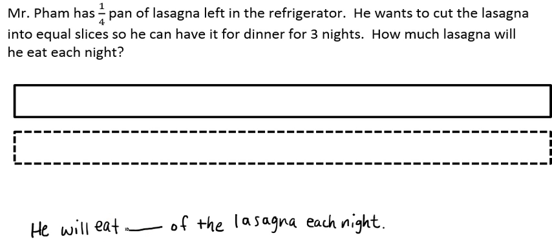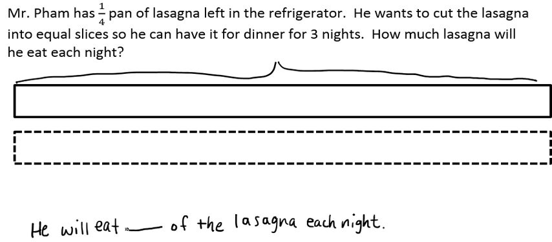I'm going to start by showing the full pan of lasagna on my top tape. So we'll label that to show that we're starting off with the full pan. So we'll show that here, full pan. Well, he has 1/4 of the pan left over. So we're going to show the 1/4 that was left. So I'll divide the pan into fourths. And now I'm going to shade in 1/4 to represent the amount of lasagna that was left. So the yellow represents 1/4 pan of lasagna.